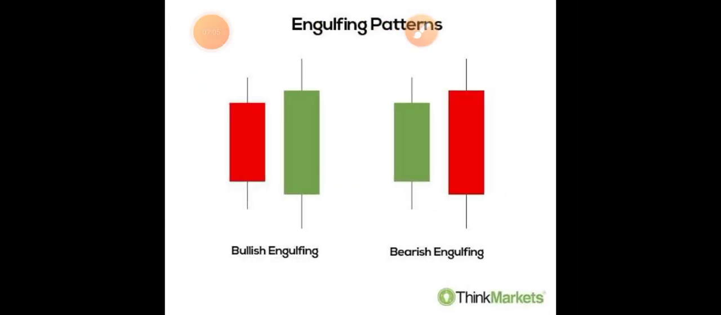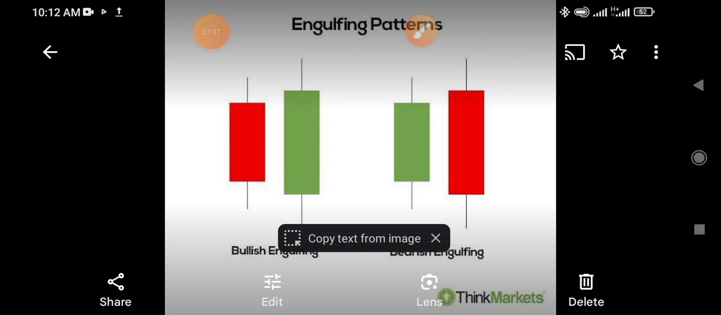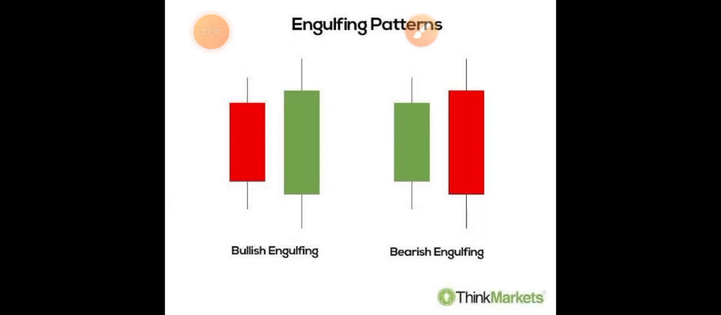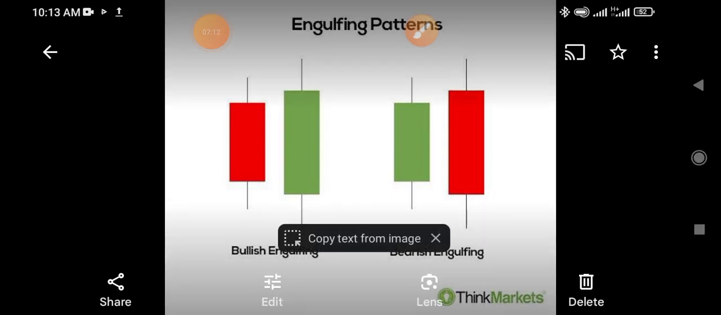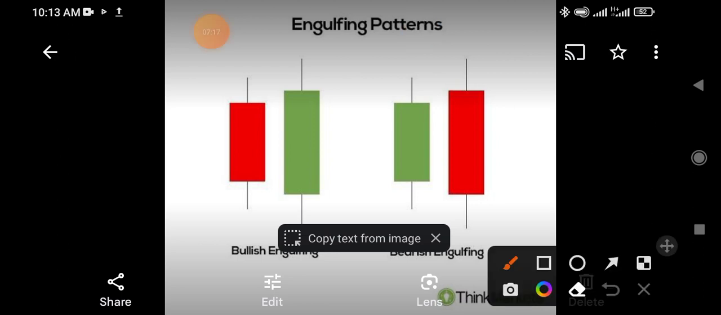All right, so now look at this, guys. For the bearish engulfing candlestick pattern, you can see what is happening here. The body of the red candle is far larger than the body of the green candle. You can see this is the body of the red candle, which is far bigger than the body of the green candle. It's just the opposite of what is happening for the bullish engulfing candlestick pattern. So this one is the bearish engulfing candlestick pattern.